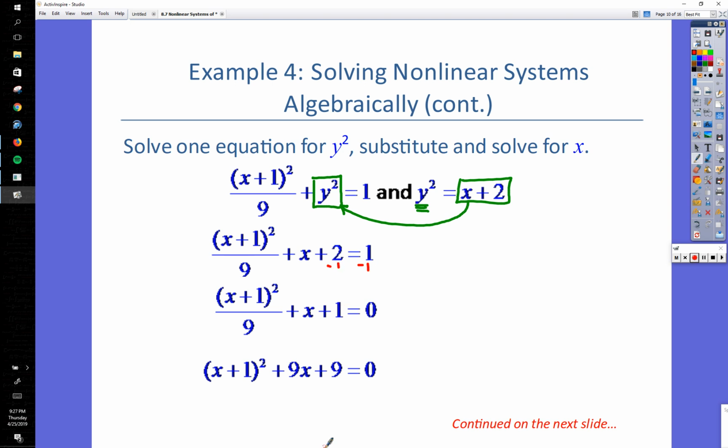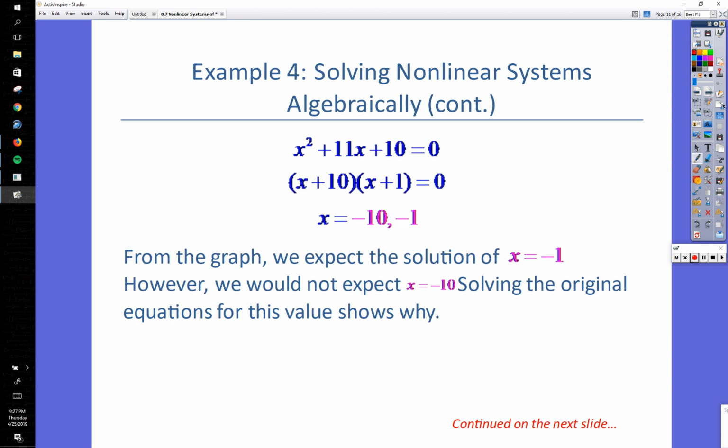At that point, I'm just like you. If I can avoid fractions, I'm going to. And so I'm going to multiply every single term by 9. That eliminates my 9 here. It gives me a 9x. It gives me a 9. And then 0 times 9 is still 0. Now it allows me to FOIL and combine like terms.